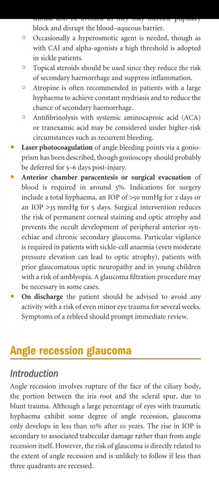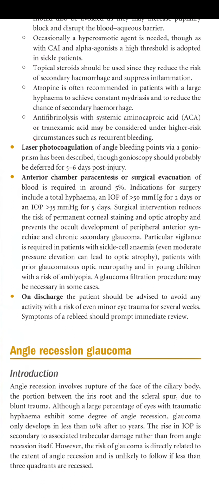So very important, what are the indications of the surgery? The indications for surgery include a total hyphema, an IOP of greater than 50 millimeter mercury for 2 days, or IOP greater than 35 millimeter mercury for 5 days. Surgical intervention reduces the risk of permanent corneal staining and optic atrophy and prevents the development of peripheral anterior synechiae and chronic secondary glaucoma.